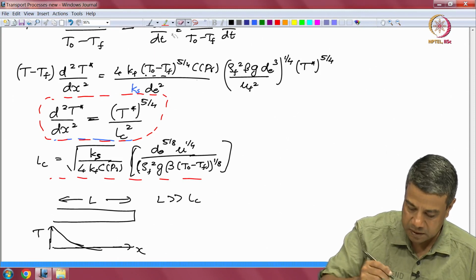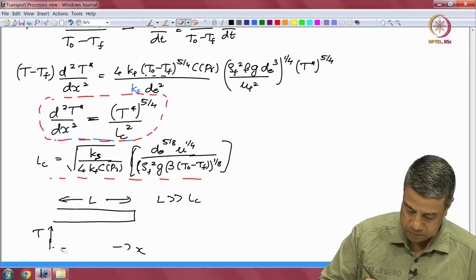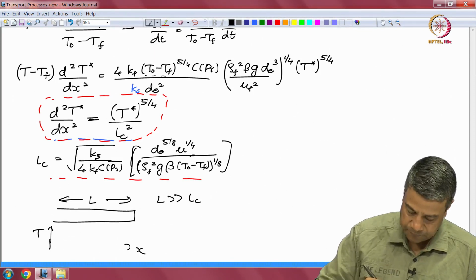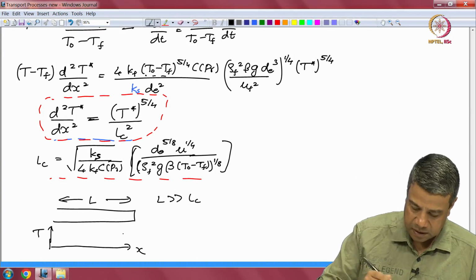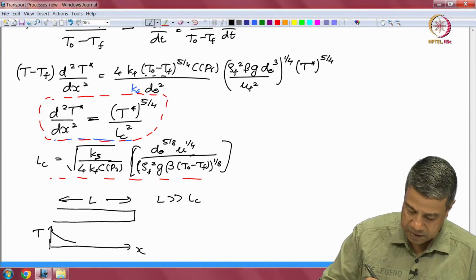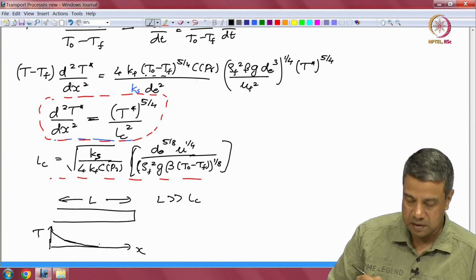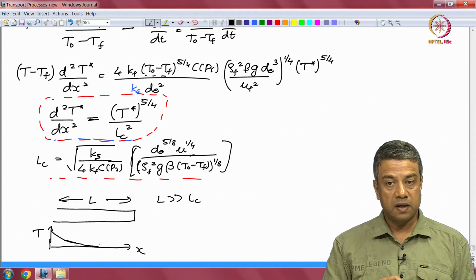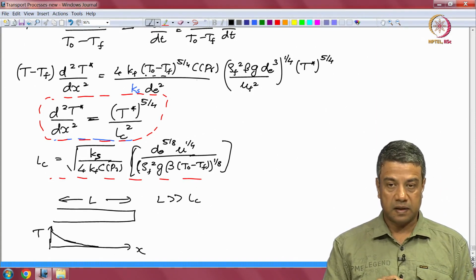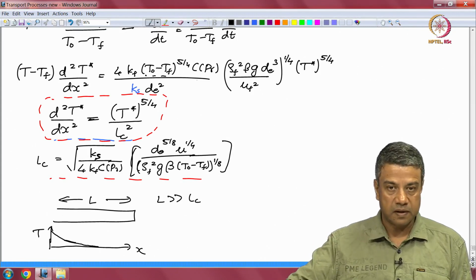Sorry, it can't go below 0. The temperature decreases over a length scale that is small compared to the characteristic length. So, you get no advantage over having a long fin.